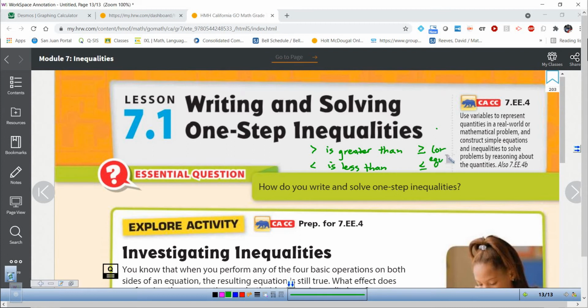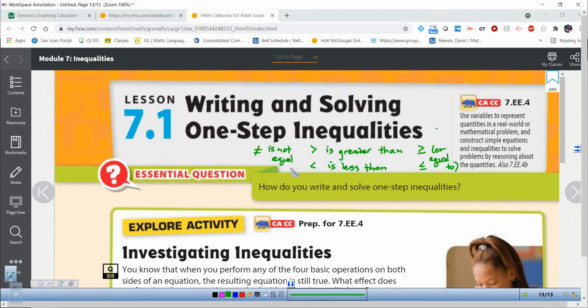Should have left myself more space here. So this is greater than or equal to. This one is less than or equal to. We also talked about the fact that that one means is not equal to.